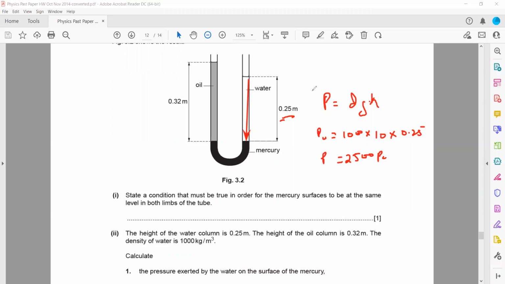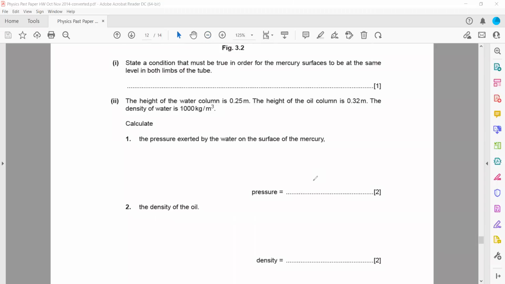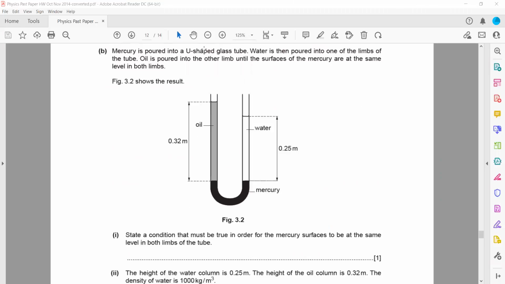The next part, we have to calculate the density of the oil. The pressure exerted by the water is 2500 Pascal. How do we get the density of the oil? We will also use the same formula. We already calculated the pressure the water is exerting, 2500 Pascal. If water is exerting 2500 Pascal, the oil will also exert the same pressure because the mercury level is the same on both sides. So oil is also exerting 2500 Pascal.